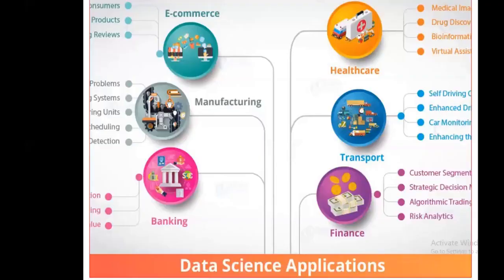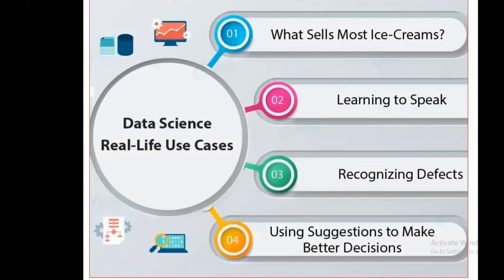Okay. And these are the data science applications, especially e-commerce like Amazon, Flipkart. E-commerce websites are getting so much benefit with the help of deep learning algorithms. E-commerce, manufacturing, banking, healthcare, transport, finance, etc. These are the real-time applications. What sells most ice creams? Learning to speak, recognizing defects, using suggestions to make better decisions. Various fields wherever data is present. Wherever data complexity is there, we are applying deep learning algorithms.